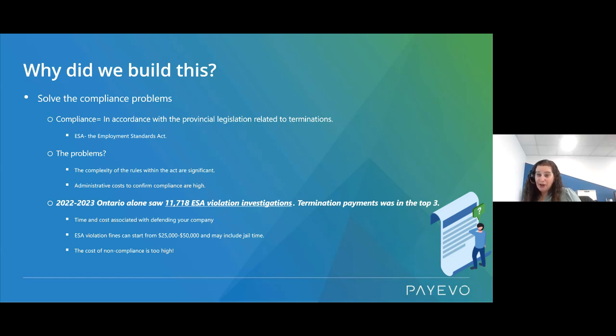If they do find that you have violated the ESA and you don't pay the amount within the time frame that you are given, and it's usually a very small window, the fines start anywhere from $25,000 to $50,000 and can include up to 12 months of jail time. So really, when you think about it, the act is tough, the administrative costs are high, but the cost of noncompliance is even higher. You don't want to get stuck in that boat.